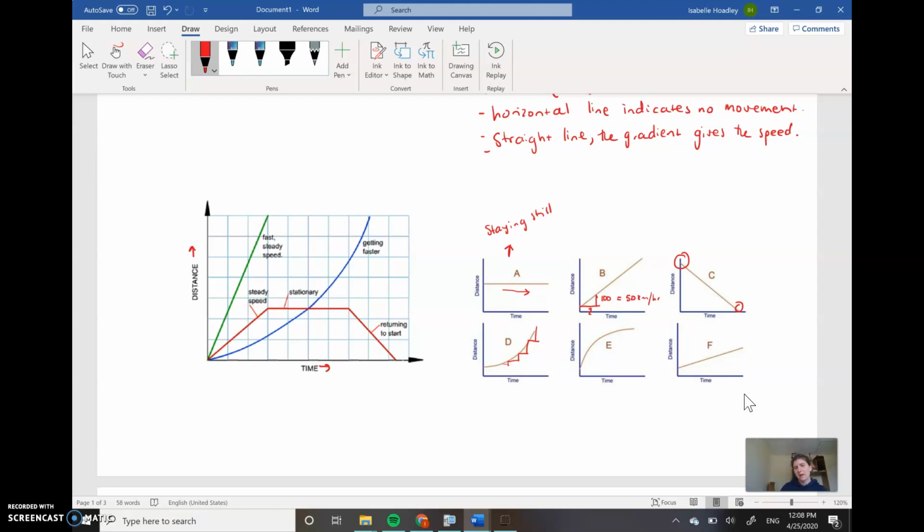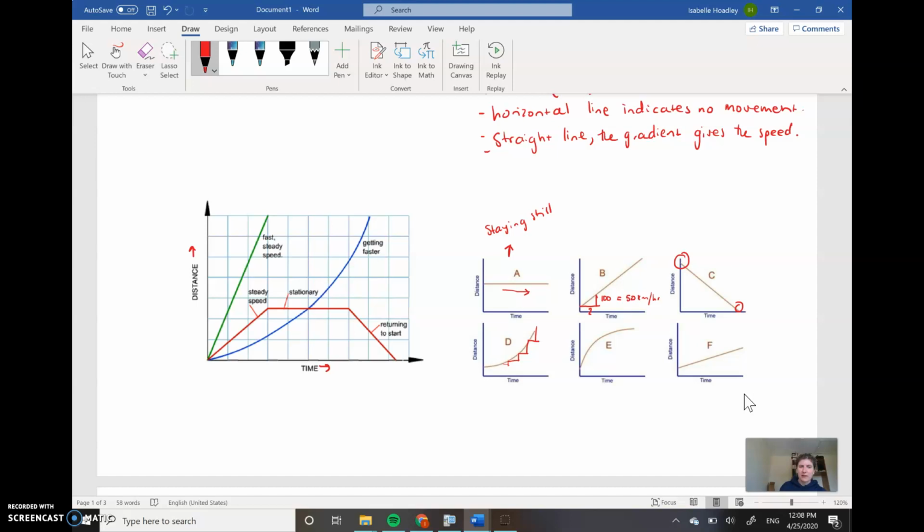Now this one here, we can see that we start off with a really steep speed, but then it flattens off. So over time, that speed becomes less and less. Last one, this one, F. Again, this is a straight line, but it's got a flatter gradient. So this would tell you that F is moving more slowly compared to B, where you've got a steeper gradient.